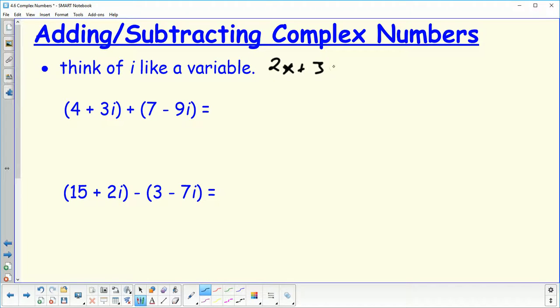But if I said 2x plus 3x, now we could combine those and we'd get 5x. Okay, it'd be the same idea when we're subtracting. So we have an example here where we're adding, we can only combine like terms, just like we could up here with the 2x plus 3x.